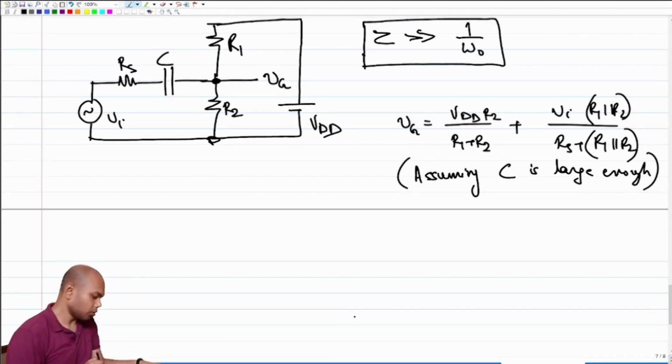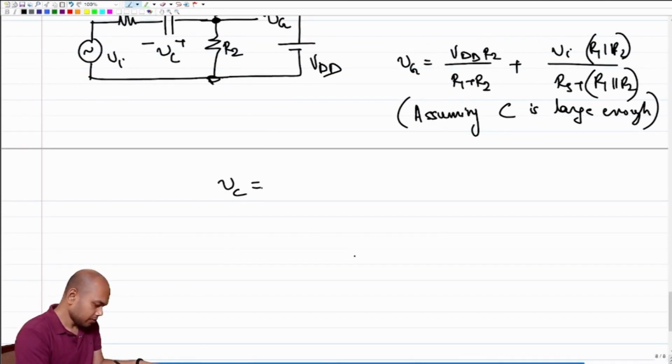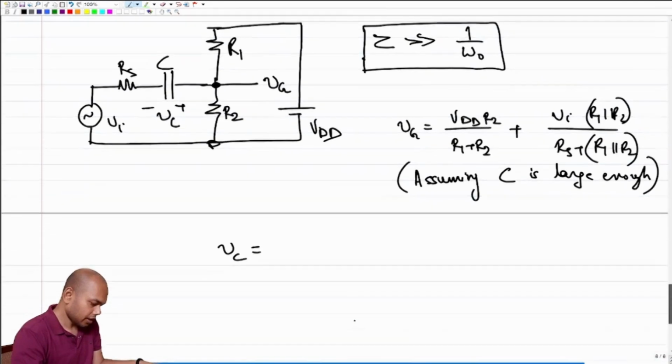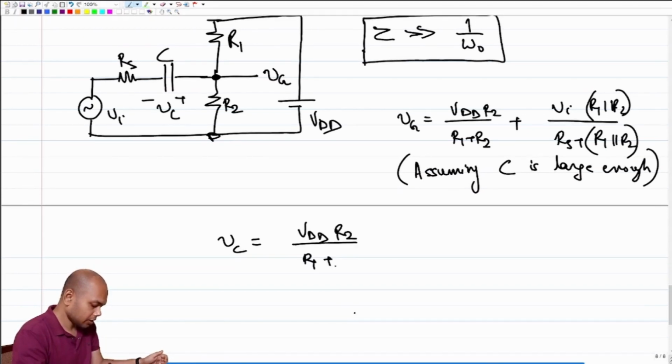What will be the total voltage that we will see across the capacitor? Let me mark the voltage in this direction, let's say VC. So what will be the total voltage across the capacitor? Again I can do superposition. If I assume Vi to be de-energized, Vc will be simply VDD times R2 by R1 plus R2, and this is expected because that was the quiescent voltage that we anyways wanted.